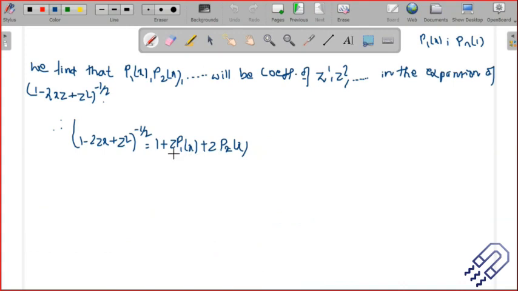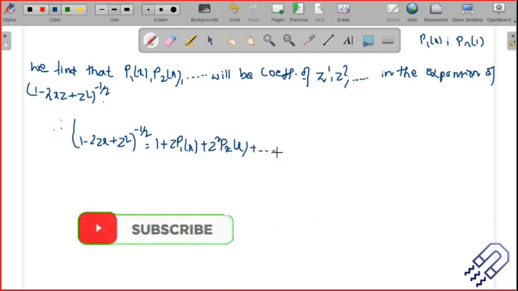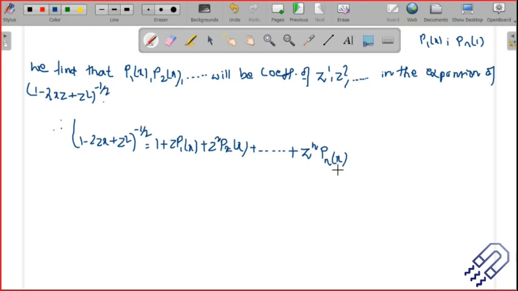So if you do it and multiply it with z, and then z square, and so on, I can just keep on multiplying this. This is z to the power n Pn(x). So if you keep doing it, you are going to get the result, and then finally you can just put a summation n is equal to 0 to infinity of z to the power n Pn(x). Okay, this is what we are actually finding out.